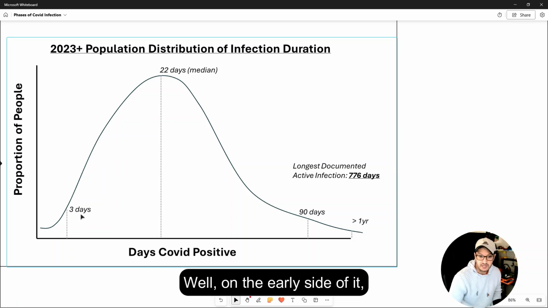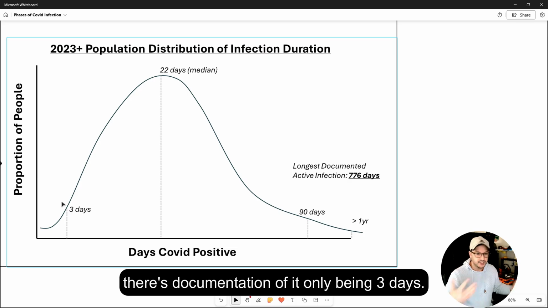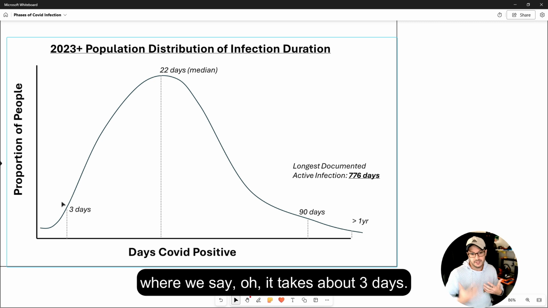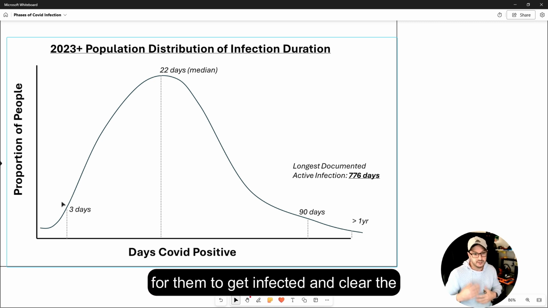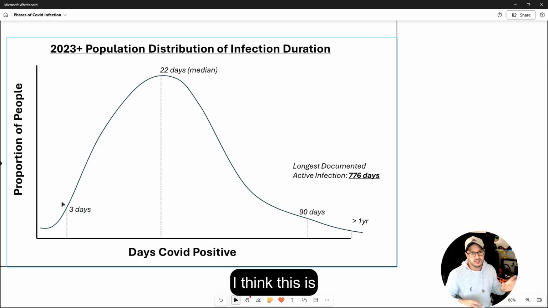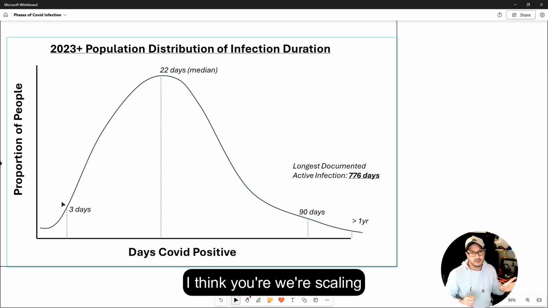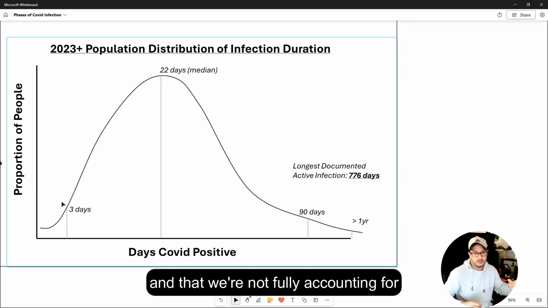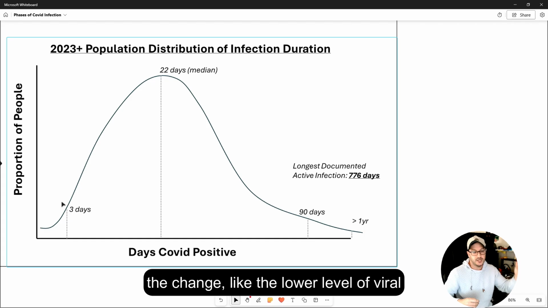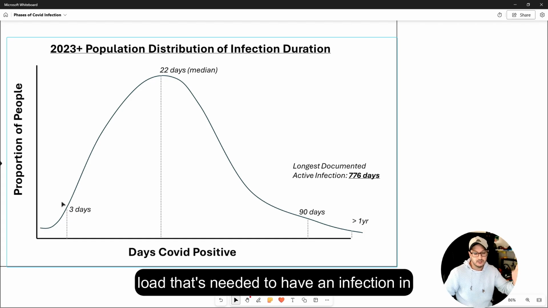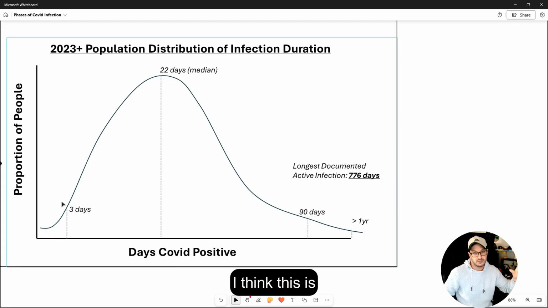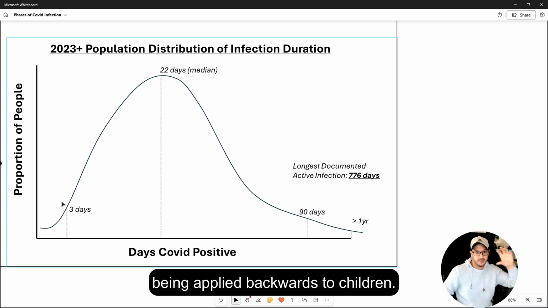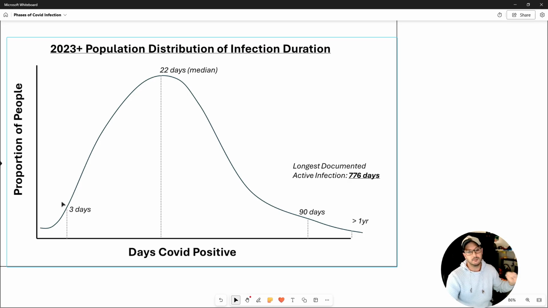Well, on the early side of it, there's documentation of it only being 3 days. This is mostly in young children, where we say, oh, it takes about 3 days for them to get infected and clear the infection. I think this is lacking nuance. I think we're scaling adult infections down to child infections, and that we're not fully accounting for the lower level of viral load that's needed to have an infection in children. I think this is an artifact of how we actually measure COVID, that it's based in adults and then being applied backwards to children. But I digress.